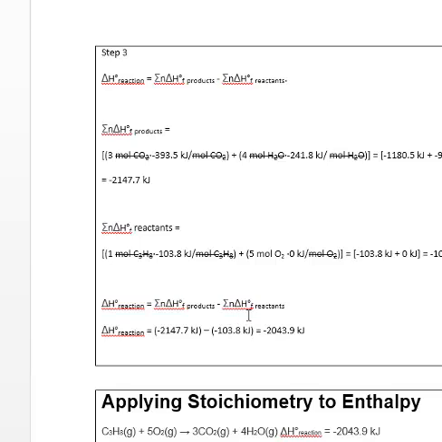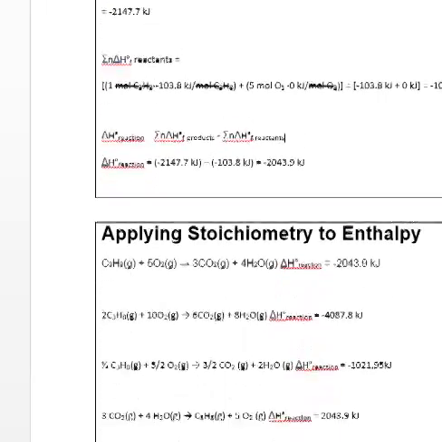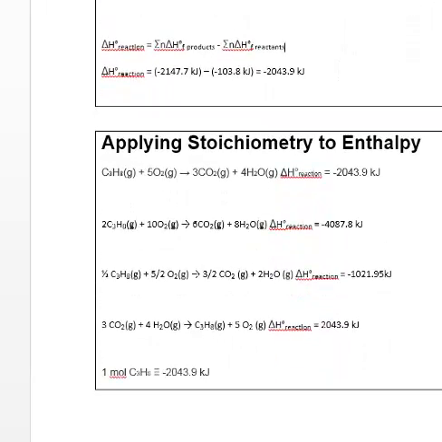Delta H reaction at standard conditions equals sigma n delta H_f of products, standard conditions, minus sigma n delta H formation of reactants at standard conditions. Delta H reaction at standard conditions equals negative 2,147.7 kilojoules minus negative 103.8 kilojoules equals negative 2,043.9 kilojoules.